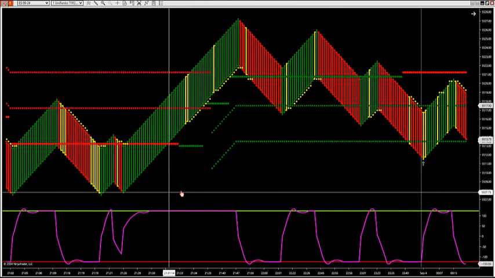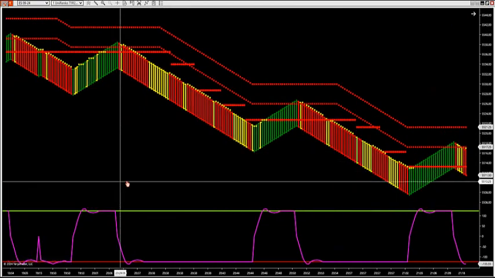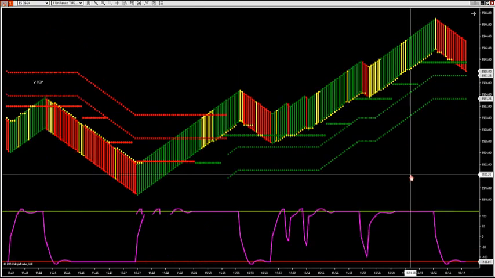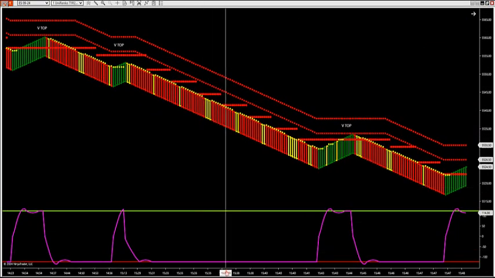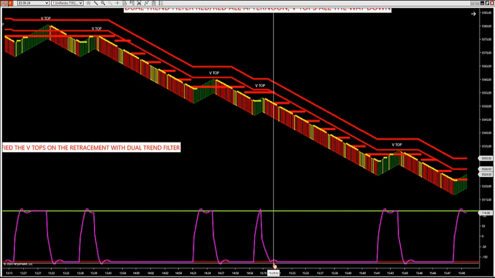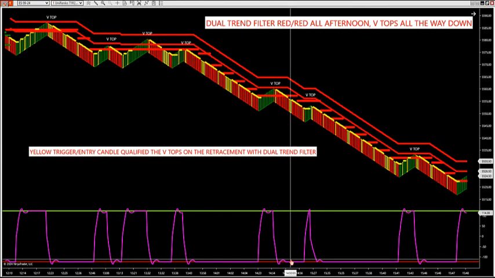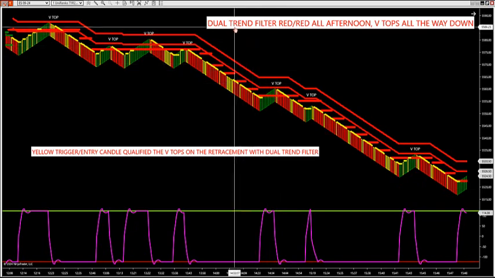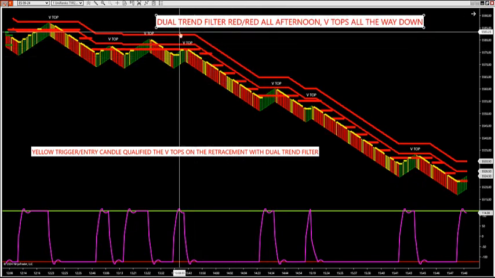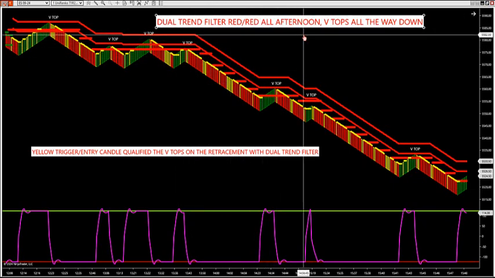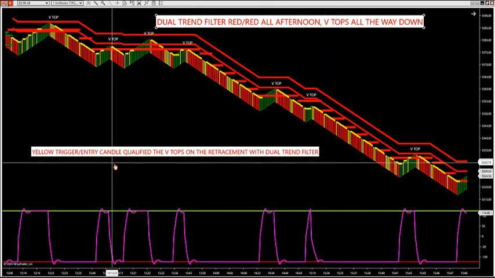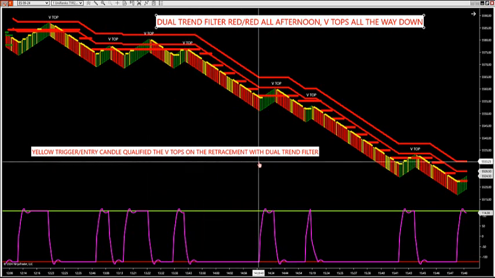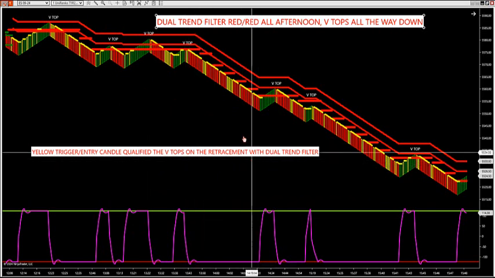All right, let's do a recap of yesterday, and then we'll get into today's trading. Yesterday was a real big V top day, all afternoon, all morning. I sent these charts out to you. It says dual trend filter, red all afternoon, V tops all the way down. Yellow trigger entry candle qualified the V tops on the retracement with the dual trend filter.